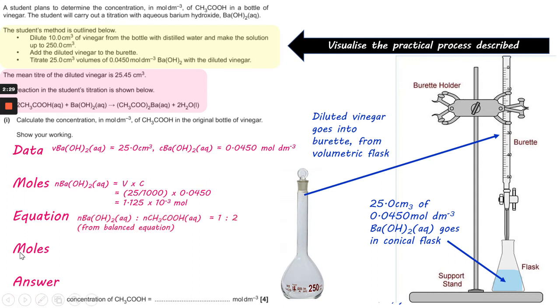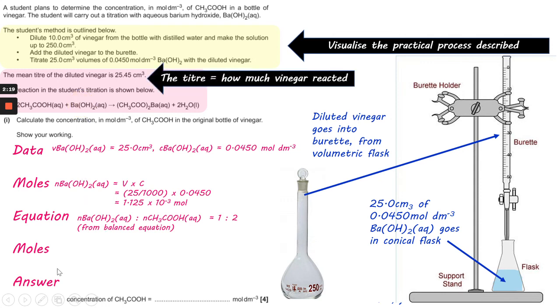From the equation, you can see that you've got 2 moles of ethanoic acid and 1 mole of barium hydroxide. So therefore, the titer is how much vinegar was reacted. So the number of moles of ethanoic acid in 25.45 centimeters cubed is 2 times 1.125 times 10 to the minus 3, which gives us 2.25 times 10 to the minus 3.